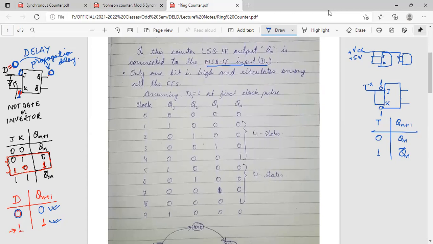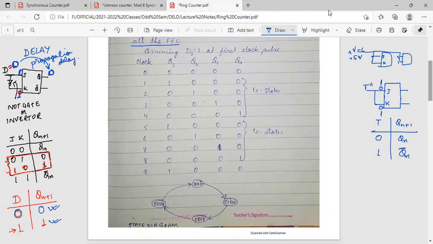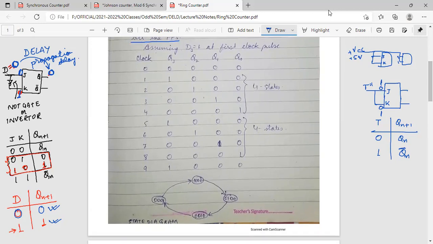So वही same चीज है यहाँ पर भी, one bit is high, only one bit is high and circulates among all the flip-flops. वही चीज जो हमने ट्विस्टेड काउंटर में भी देखा। सो फर्स्ट स्टेट ये था। नेक्स्ट स्टेट में जो क्यू बार वाला 1 होगा वो 1 यहाँ आएगा। नाउ दिस 1 विल गेट सर्कुलेटेड। सो 4 स्टेट यहाँ पर दिख रहे हैं और 4 स्टेट यहाँ पर दिख रहे हैं। सो there will be repetition.